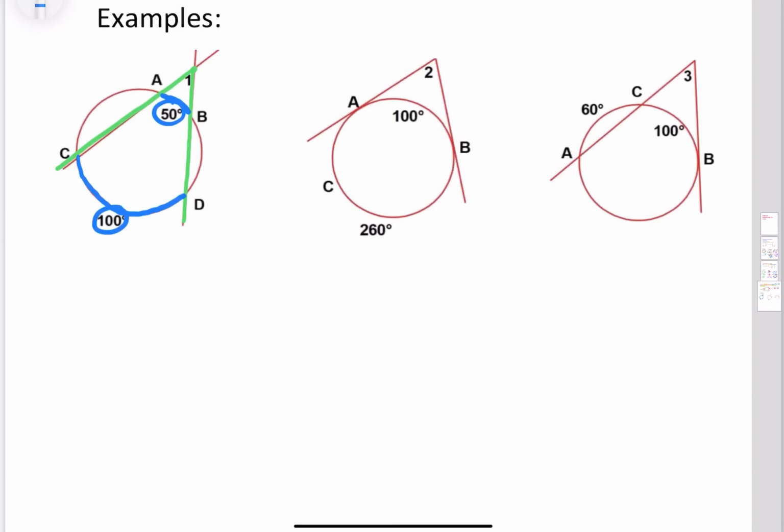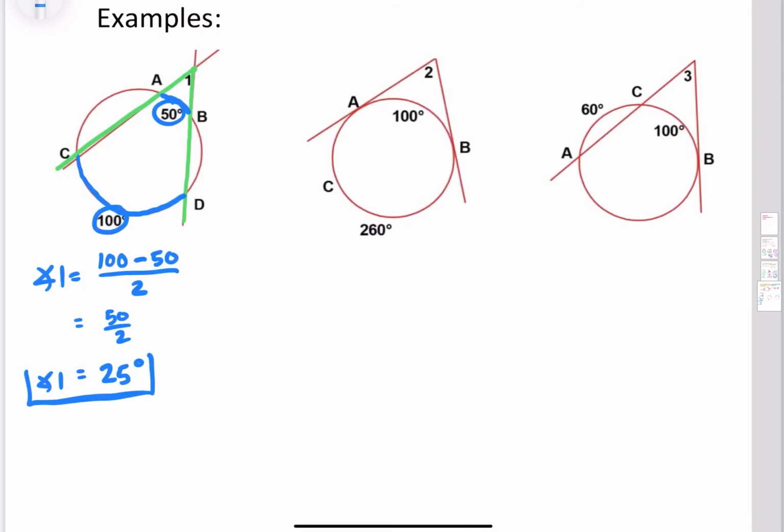So when I want to go ahead and solve for angle 1, I'm going to do 100, the bigger one, minus 50, the smaller one, and divide by 2 because I want half of it. So that means 100 minus 50 is 50, and 50 divided by 2 is 25 degrees. So angle 1 is 25 degrees. Okay, that's not too bad. Let's take a look at this next one.